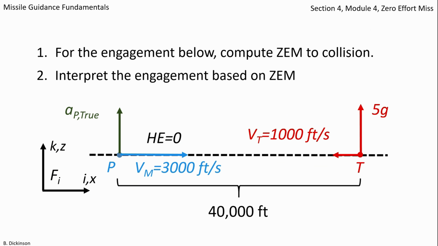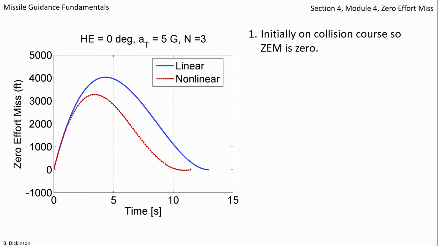Now going back to a familiar scenario where the pursuer and target were initially on a head-on course, but the target accelerates, evading the pursuer. We've interpreted this scenario previously in this section in terms of line of sight rate and closing velocity, but now we want to interpret it with the new variable zero effort miss. So here's a plot of the zero effort miss versus time for both the linear and nonlinear engagement.